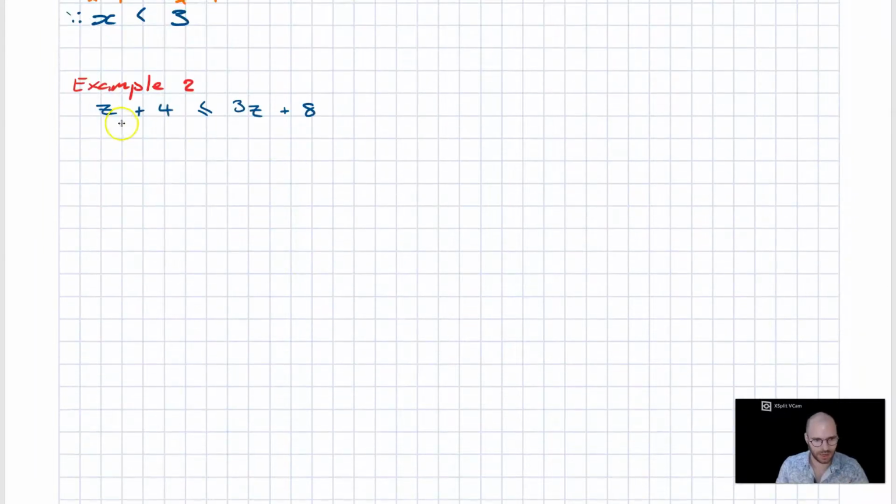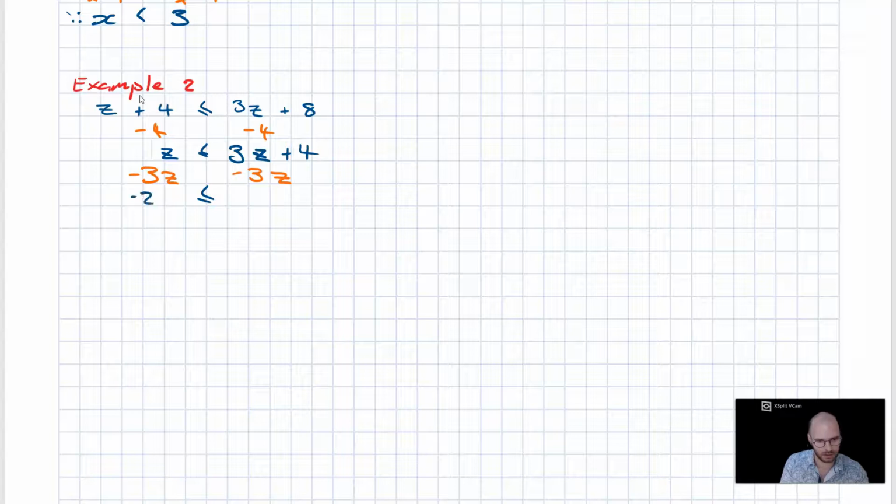In example 2, we have z plus 4 is less than or equal to 3z plus 8. Now, rearranging this to move all the constants to the right, we're going to take 4 from both sides. And that will give us z is less than or equal to 3z plus 4. And then we'll take 3z from both sides. And that is going to give us minus 2z is less than or equal to 4.